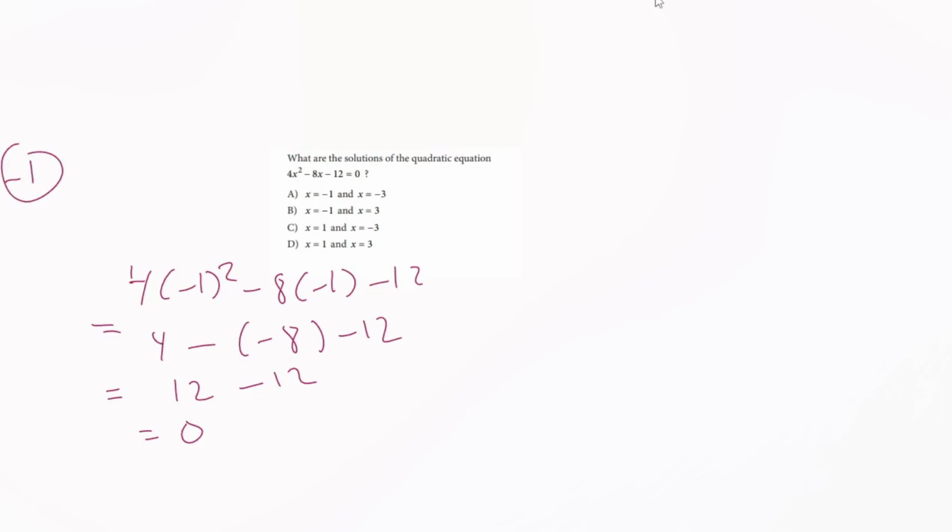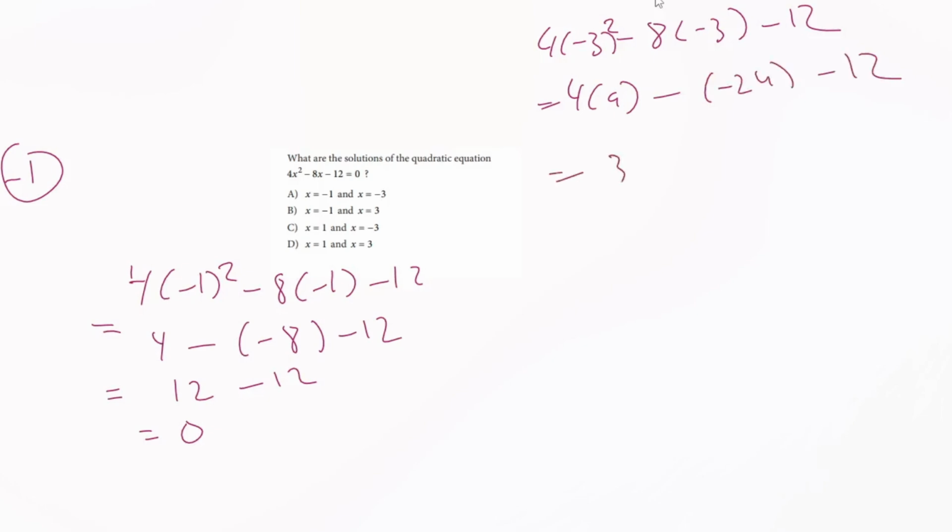Next one, it gives me negative 3 for A. Let's try negative 3. So 4 times negative 3 squared minus 8 times negative 3 minus 12. Right away, it's 4 times 9 minus negative 24 minus 12. 36, no, this wouldn't work. I'm adding 36 right to 24. It's going to be a huge number. Minus 12 would not give me 0, so I'm not going to proceed with this because it's a waste of time, right? So I would move on.